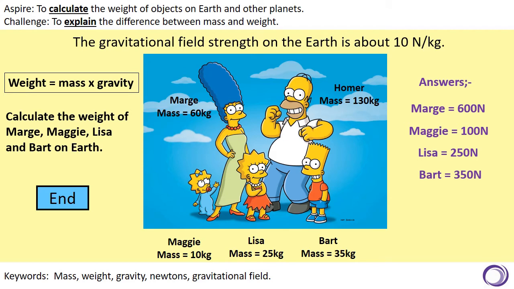Don't forget to put the N for newtons after the number. If you've only put 600 and not 600 newtons for Marge, just give yourself a half. Must remember that's really important.